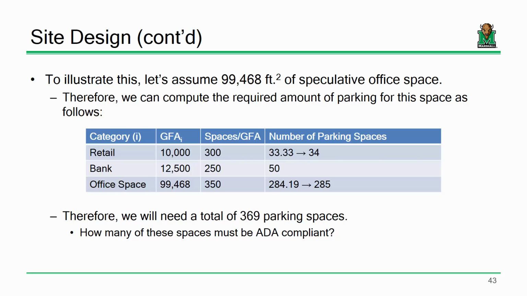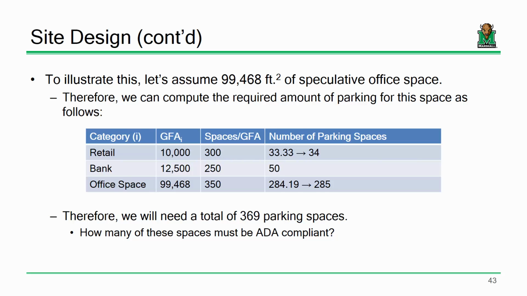All right. So let's assume that there's 99,468 square foot of office space. Let's figure out how many spaces we would need. So the retail outlet is 10,000 square foot. Okay, we need 300 spaces per gross floor area, so 10,000 divided by 300 tells me I need 33.33 parking spaces. I can't do 0.33 parking spaces, so we round up and say we'll give Banana Republic 34 spaces.